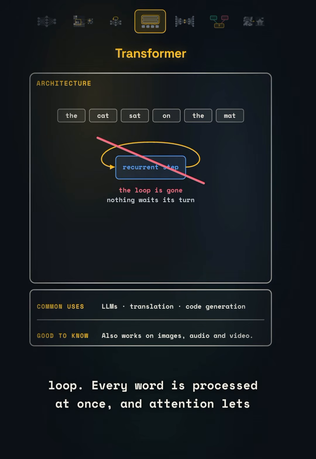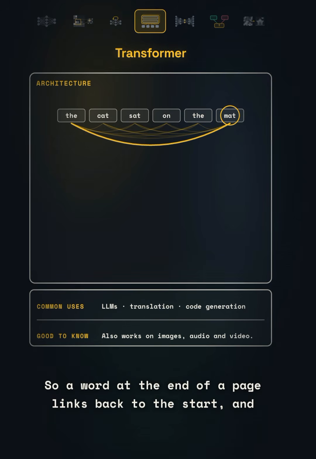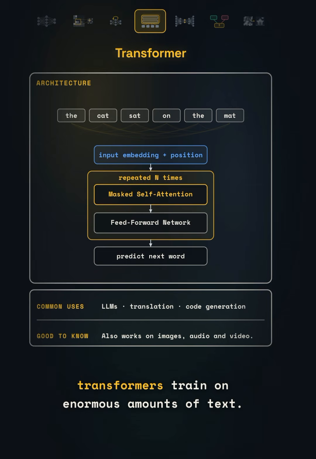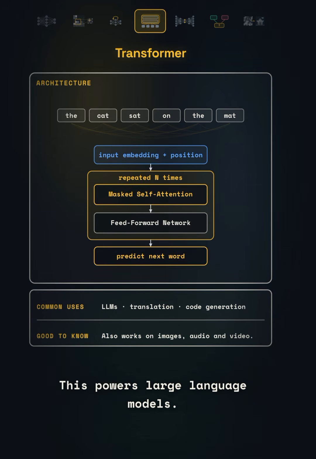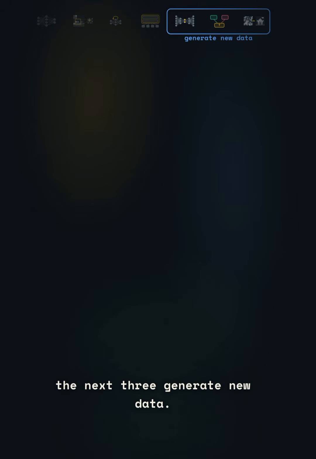Every word is processed at once, and attention lets each one look directly at every other word. So a word at the end of a page links back to the start, and transformers train on enormous amounts of text. This powers large language models. So those 4 networks all learn representations, and the next 3 generate new data.